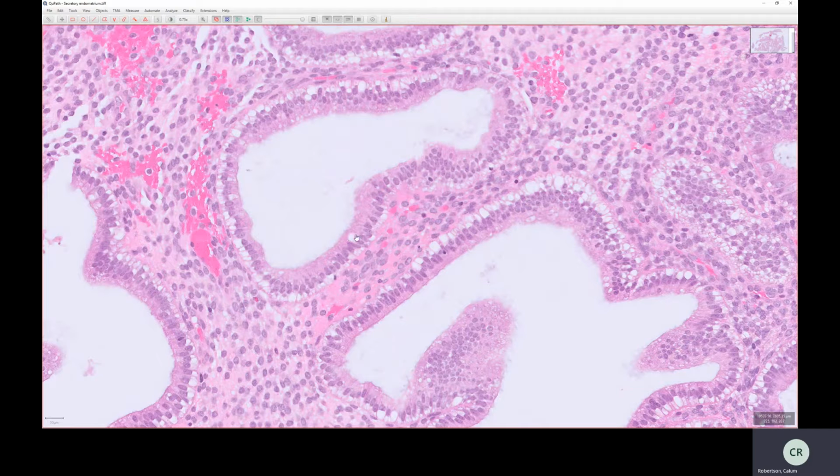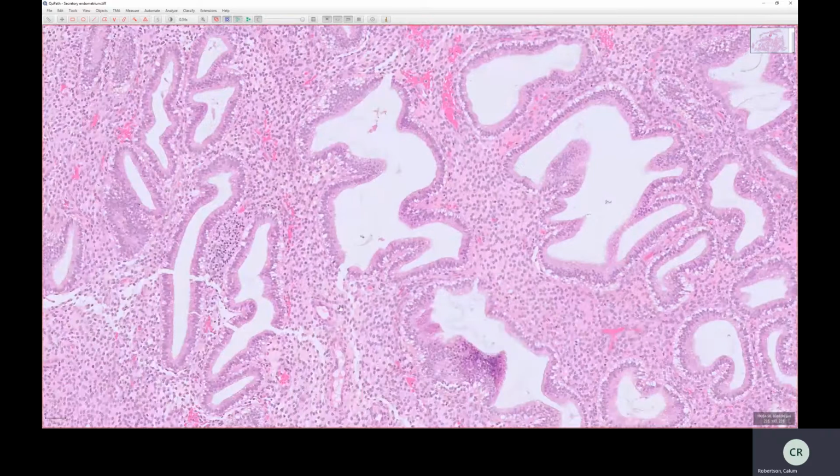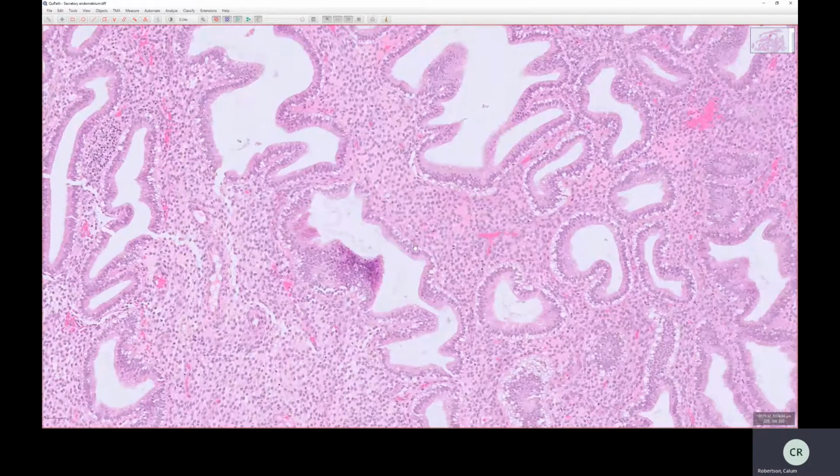Some of them are above, like occasionally here and here. So maybe we're at the end of the early secretory or mid-secretory, but for the most part, they're subnuclear. So this is subnuclear vacuolation. And when you see that, you can reasonably confidently call this early secretory phase endometrium, or you can just not bother and call it secretory.